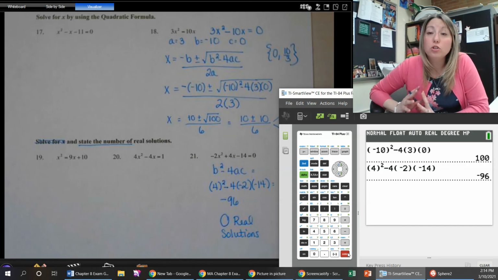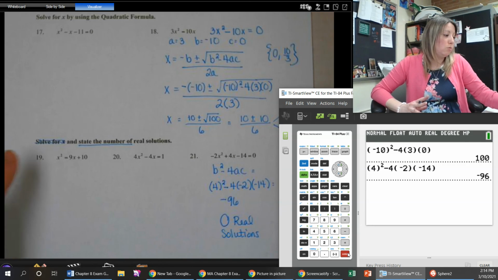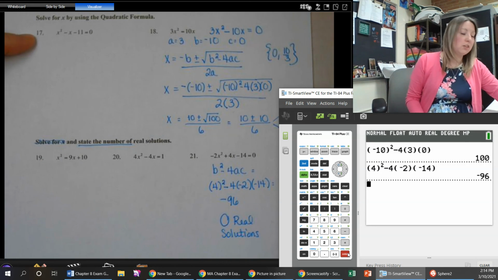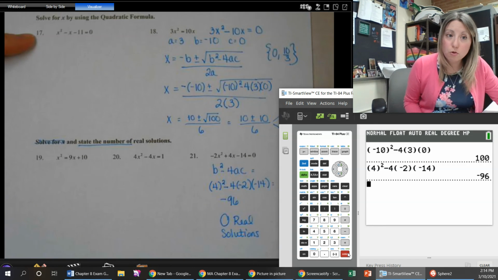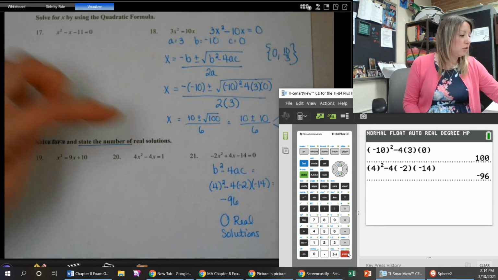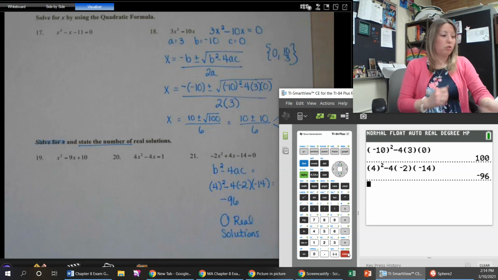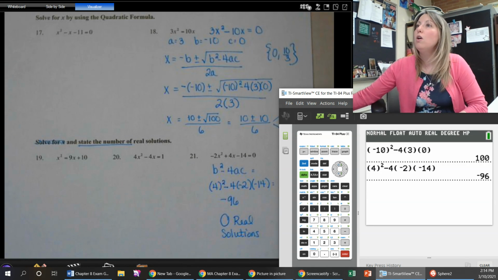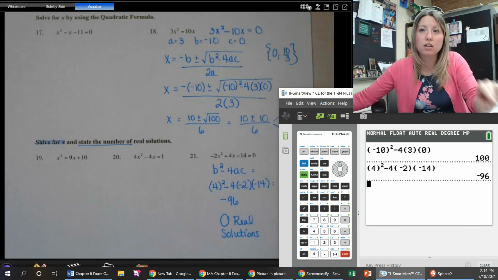Make sure your quadratic is in standard form when you go to do 19 and 20 right now. So you're going to do 17, solve using the quadratic formula, and then 19 and 20, just state the number of real solutions, get standard form, use the discriminant to do so. We'll come right back and close up, pause it here, give those a try.